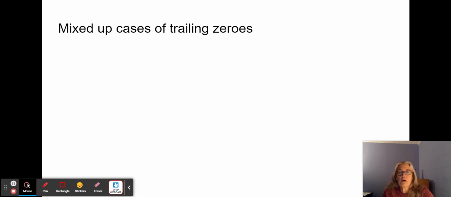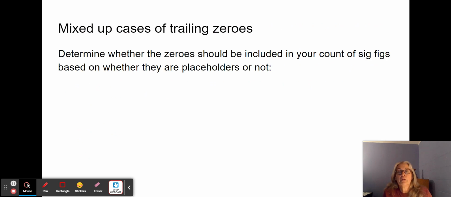So let's look at some mixed up cases. And what we're looking for is, is there a decimal point? And just to make remembering this simple, just think decimal point, more. More zeros count if there's a decimal point. So we're going to determine whether the zeros should be included in your count of sig figs based on whether they're placeholders or not and how many sig figs we have. 9.00. There's a decimal point. These are not placeholders, so those zeros should be included, and we have 3 significant figures. 650. No decimal point. These zeros are placeholders. This 0 is a placeholder, so 2 significant figures.